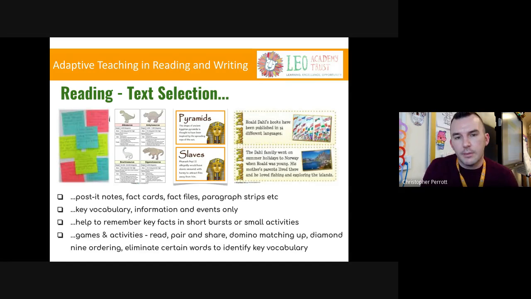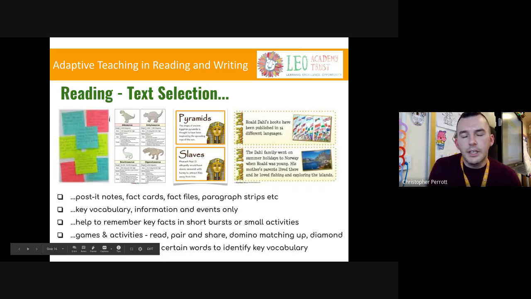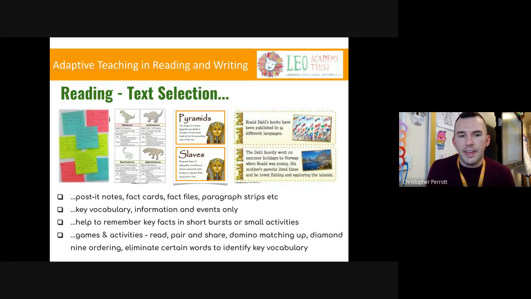Or fun fact strips as well. And these are really lovely because what they do is they give children just the information that they need, and they take out any of the unnecessary words. And what that allows you to do is give it to them at their pace as well. In terms of games and activities, children can pair and share, read them together, domino matching up which ones go together. They could also do the Diamond 9, where they have 9 post-it cards or fun facts, and they've got to organize them from the most important fun fact right down to the least important. So again, it shows you their comprehension and their understanding. What you could also ask them to do is eliminate all the unnecessary words and see if they can identify just the key vocabulary that they need as well.